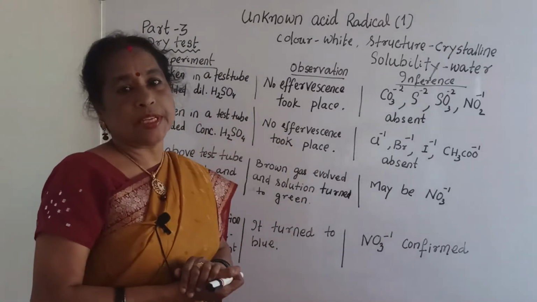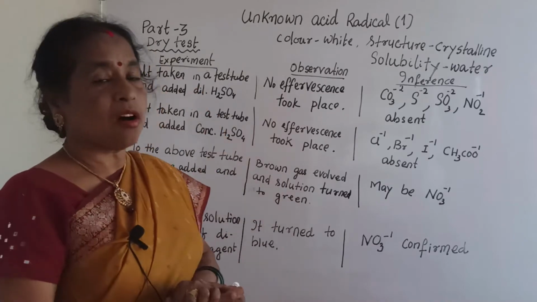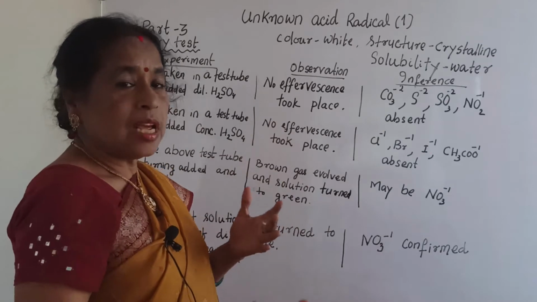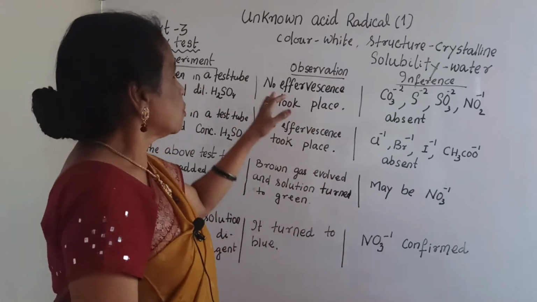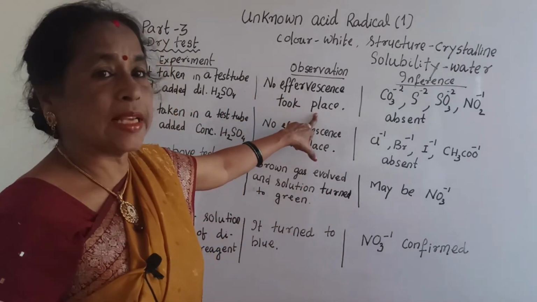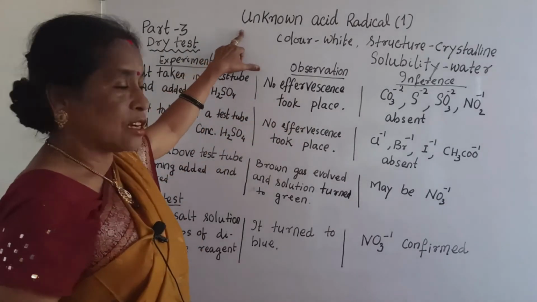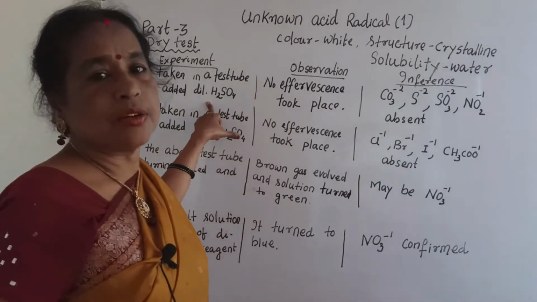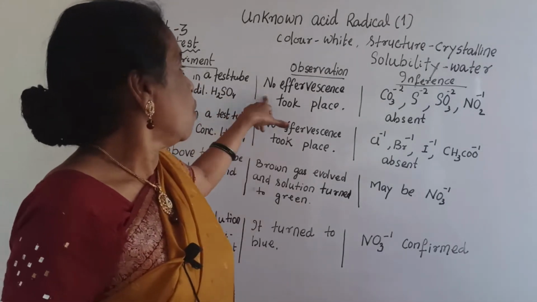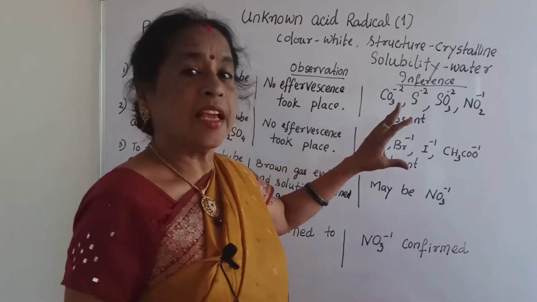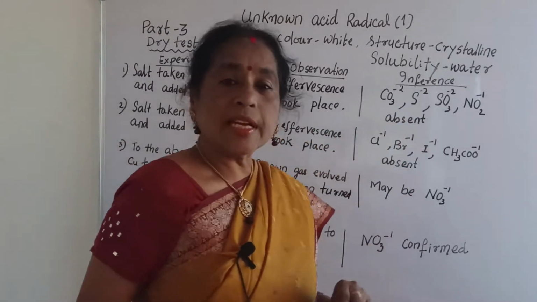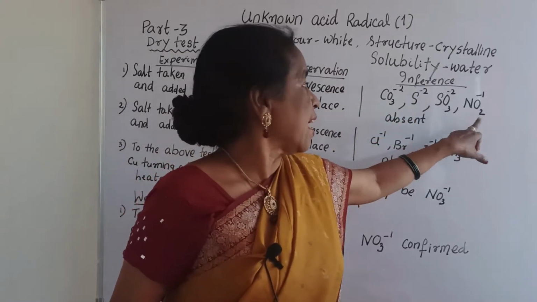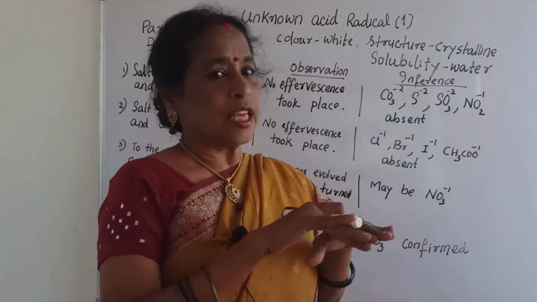added dilute sulfuric acid. When you write this, it is always in the past participle, because you have already done it, and that you will write here. So no effervescence took place when dilute sulfuric acid was added to the salt, no reaction, no effervescence took place. That means carbonate, sulfide, nitrite are absent. Now group 1 is finished.